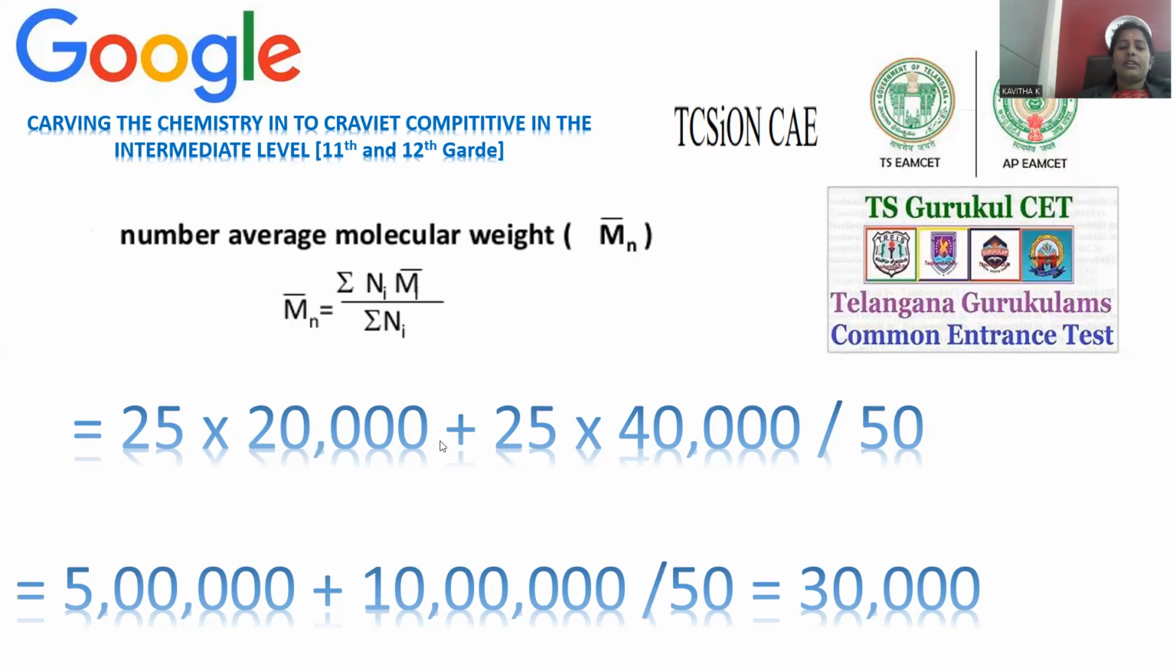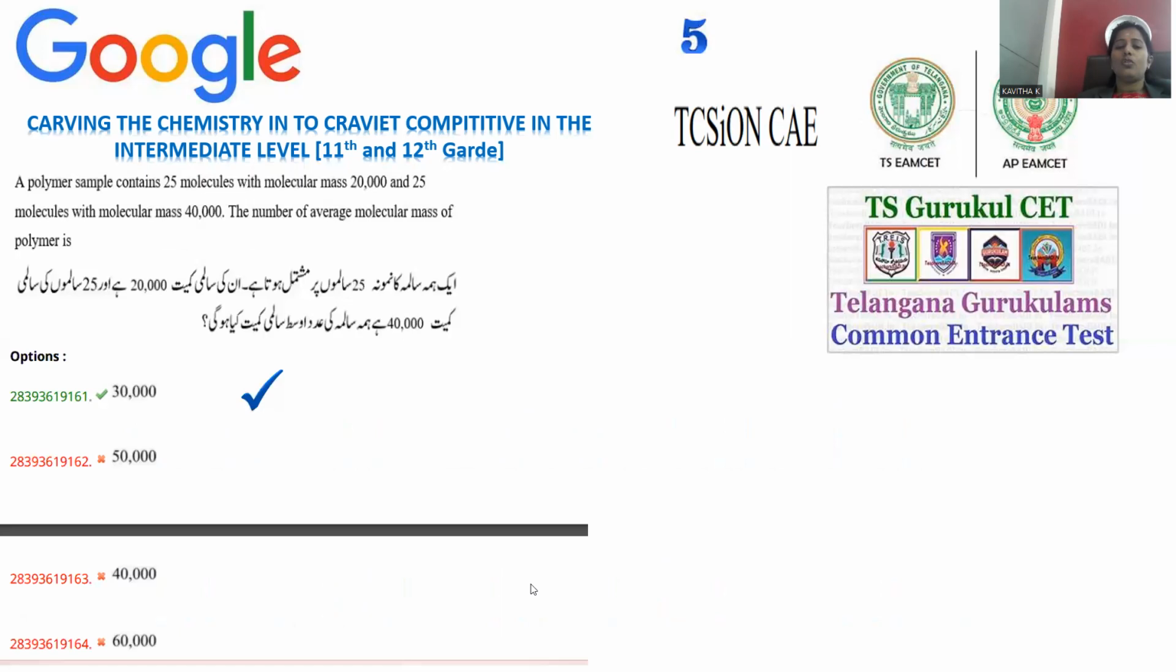25 into 20,000 is 5 lakhs. 25 into 40,000 is 10 lakhs. They are summed up: 5 lakh plus 10 lakhs, divided by 50. If you go for this calculation, 30,000 is the overall molecular weight of the given polymer. That is given in option number 1. For question number 5, option number 1 is the correct answer.